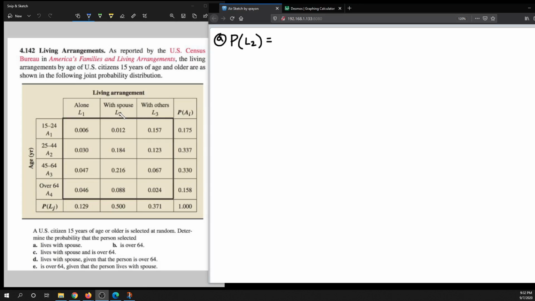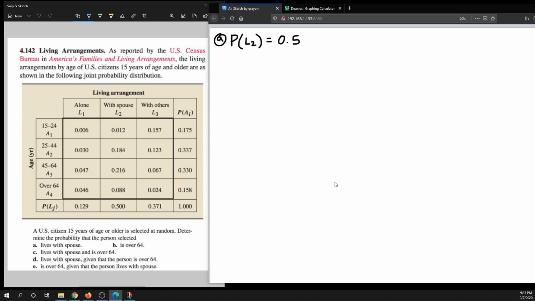All right, and so the probability of L2, this is a probability distribution, so this is different in the sense that we don't have frequencies, or counts, we have probabilities. So the probability that somebody randomly selected, 15 years of age or older, lives with a spouse is 0.5. That's one of the marginal probabilities. So we could just read that off.